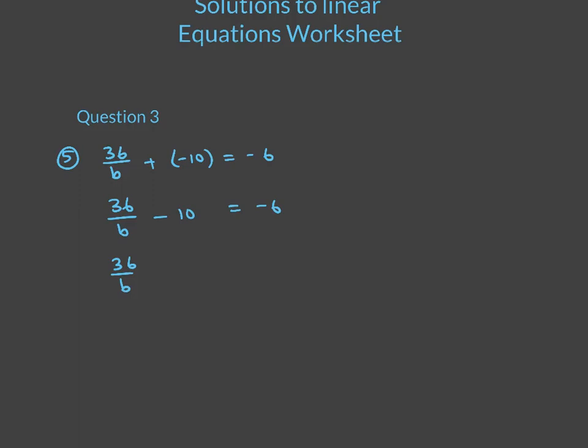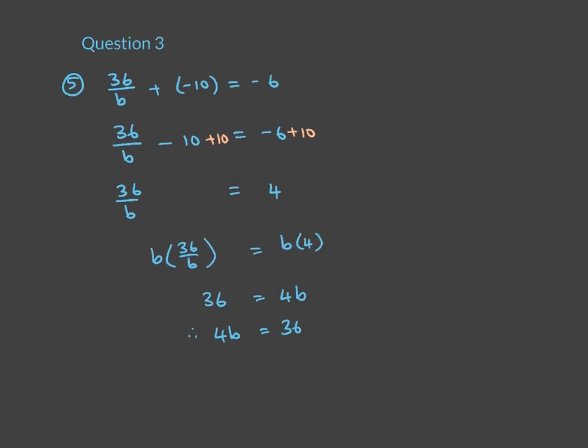Right, so in this question we had that plus negative 10, that is minus 10, so we need to add 10s on both sides of the equation. What happens then? So we've got 36 over b is equal to negative 6 plus 10 is 4. Multiply b on both sides of the equation. So 36 is equal to 4b. That means 4b is equal to 36. That would mean b is equal to 36 divided by 4, which is 9. Yes. You got it.